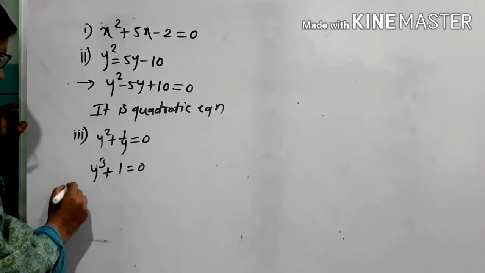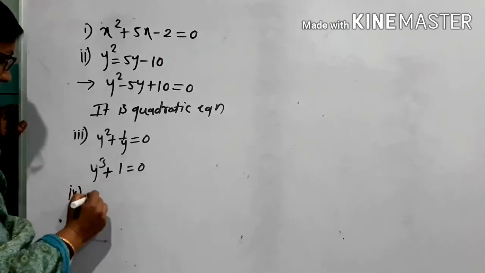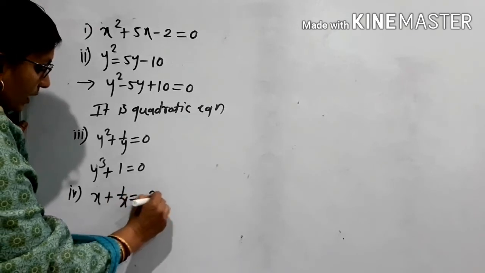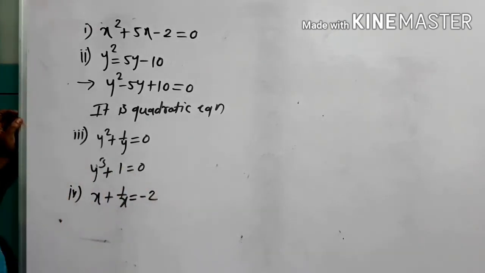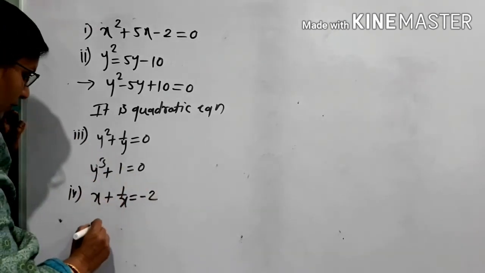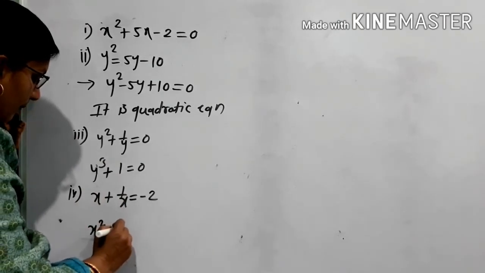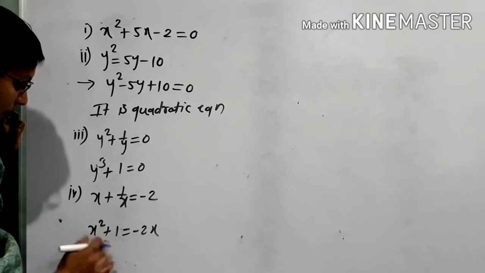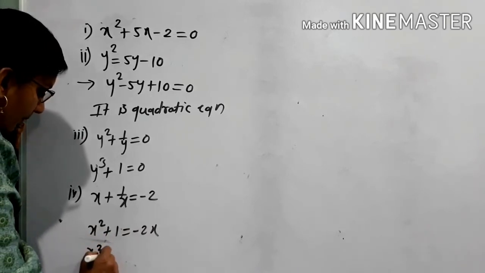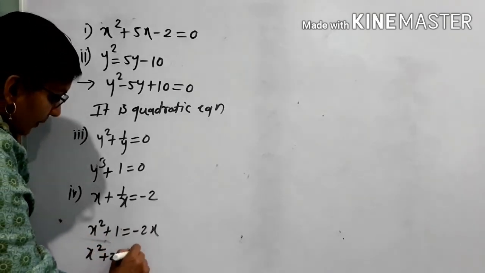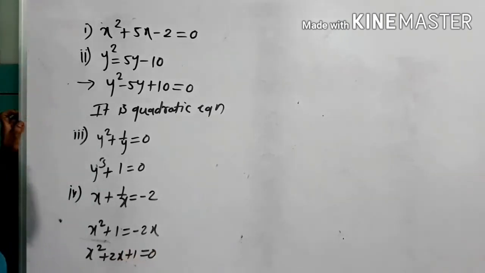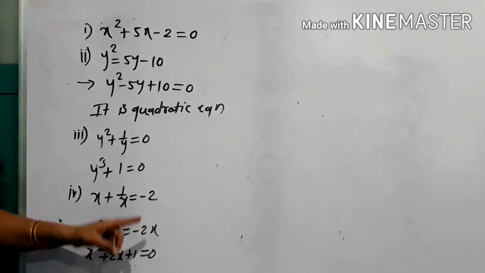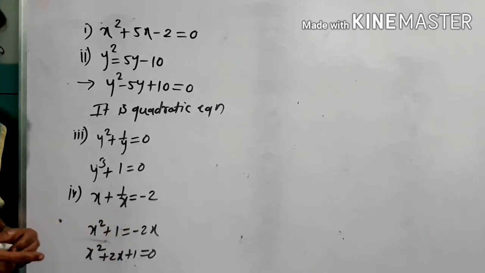Then, example number 4, x plus 1 by x equal to minus 2. Multiply this equation by x. Then we have x square plus 1 equal to minus 2x. Take all terms to the LHS. Then x square plus 2x plus 1 equal to 0. Here the maximum index is 2. Therefore, it is a quadratic equation.